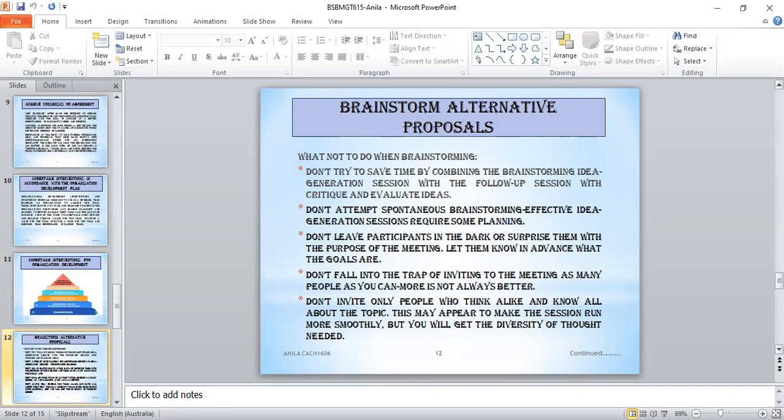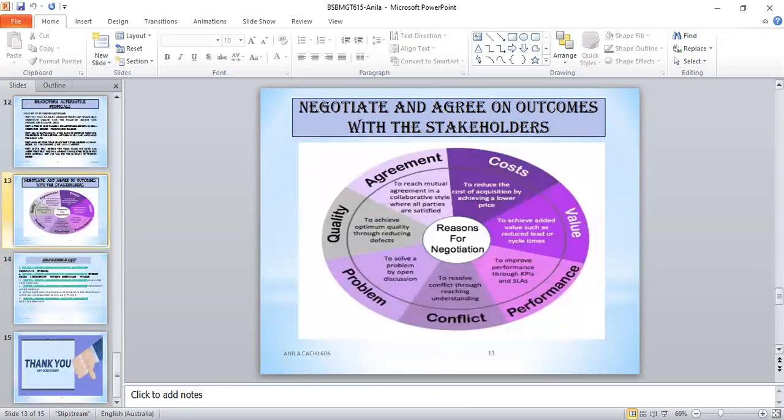Don't fall into the trap of inviting to the meeting as many people as you can. More is not always better. Don't invite only people who think alike and know all about the topic. This may appear to make the session run more smoothly, but you won't get the diversity of thoughts needed.